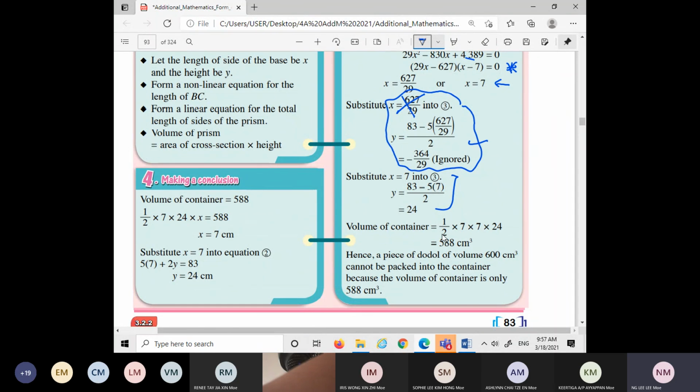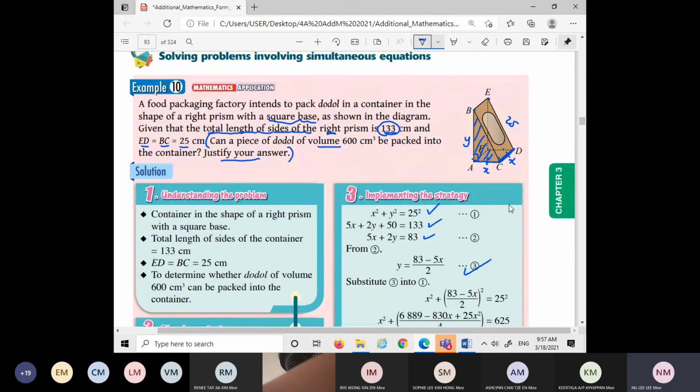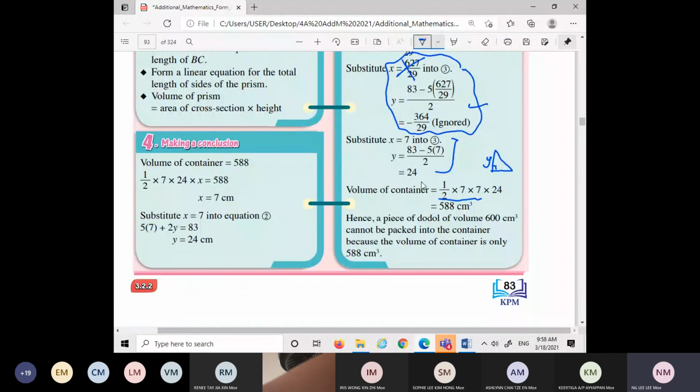This is half times 7 times 7, this is the triangle. Half times the base times the height. Sorry, it should be this and this. This is the area of the triangle, and then this is the height, the 7. x is 7. Then the area of the triangle is half times the base times the height, times x times y. Then you get 588.